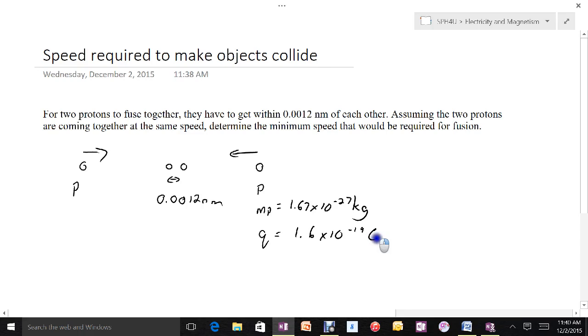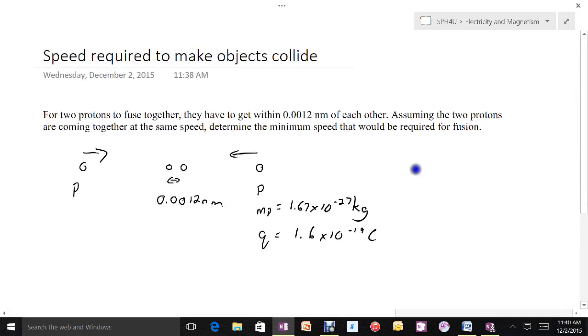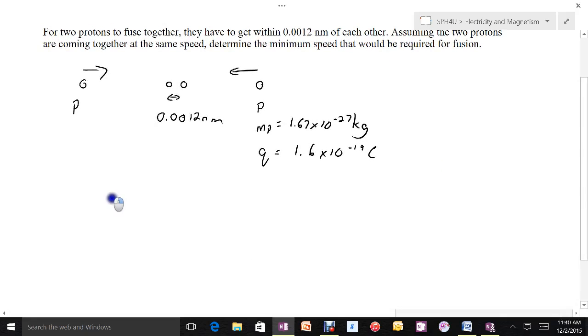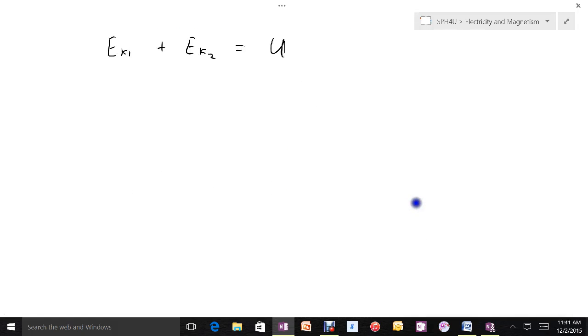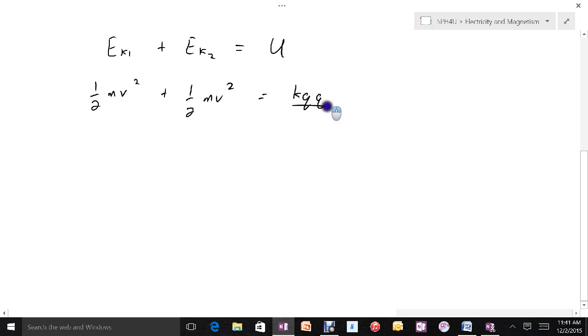So what we're going to do here is give these two protons a whole bunch of kinetic energy. So we'll have EK from proton 1 and EK for proton 2, and we're going to convert that into an electrical potential energy associated with the repulsion that they would experience if they were that far away from each other. So EK1 will be 1/2 mv squared, and EK2 will be 1/2 mv squared, and the potential energy we're creating here is kQQ over r.